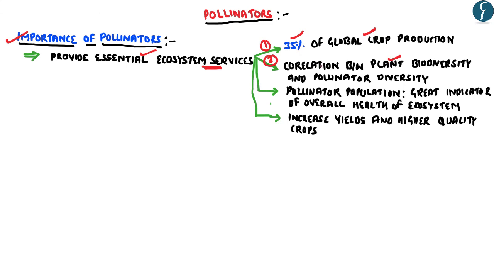biodiversity. This is because there is greater correlation between the plant biodiversity and the pollinator diversity. So increase in the pollinator diversity leads to increase in the plant biodiversity as well. Further, the population of the pollinators is considered to be one of the great indicators of the overall health of the ecosystem. And lastly, increase in the pollinator population leads to increase in the crop yields as well as leads to production of higher quality crops.